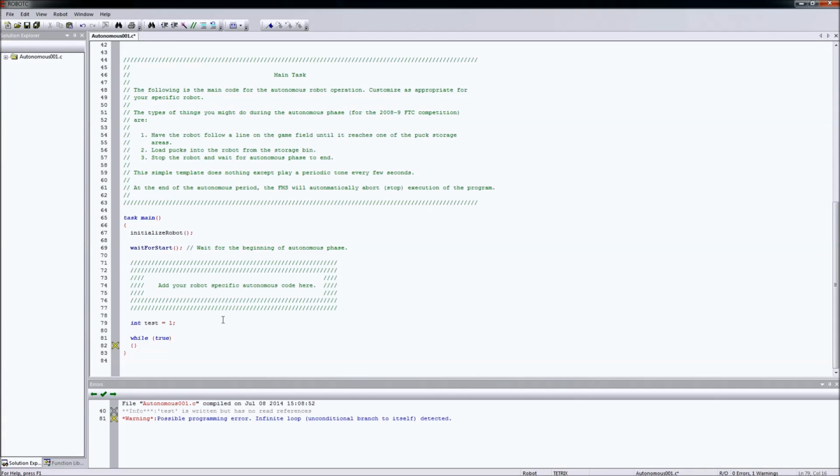But let's say we wanted to add 1 to it. Let's say we wanted test to be 2 now. There's a couple different ways we could do this. We could say test, and this references the variable test up here. So this test is equal to, if we wanted to add 1 to it, we could say it's equal to test plus 1.